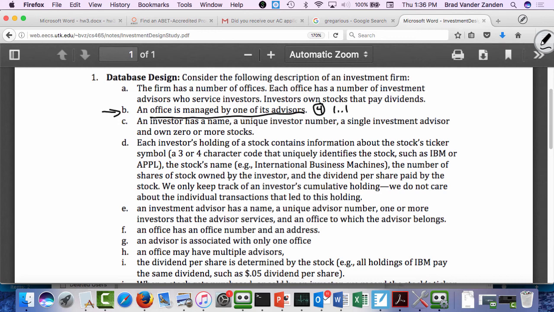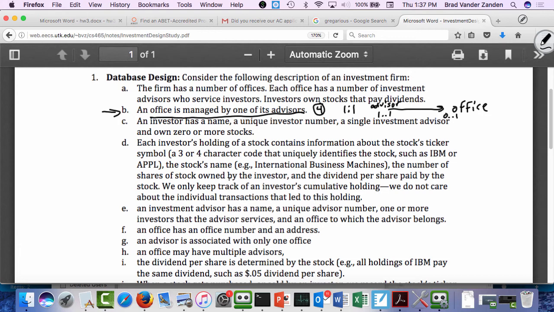It seems to be implying that the degree of this relationship, not multiplicity, but the degree, is one to one. And tentatively, when we draw the relationship, if we have advisor and office, it appears that exactly one advisor manages zero or one offices. This seems to be the assumption we're building from B. If later on we get further information that contradicts it, we will update it. But right now, that seems to be the case.